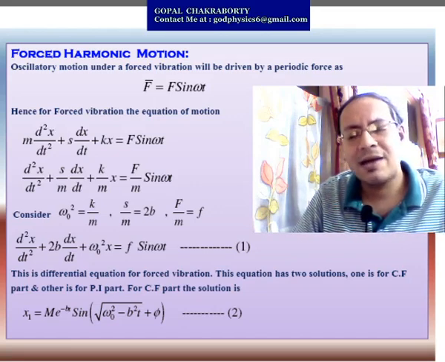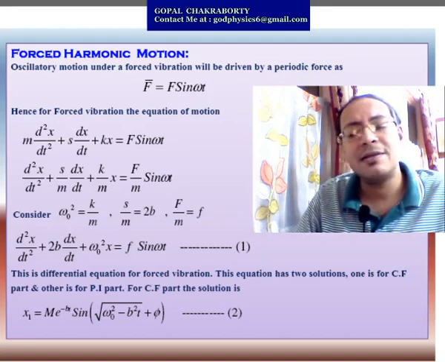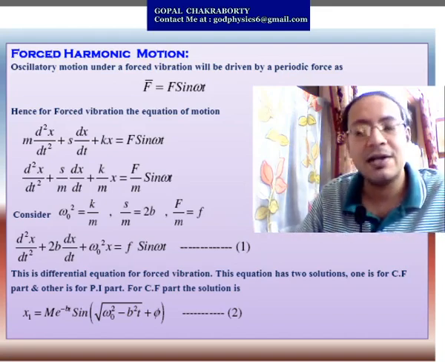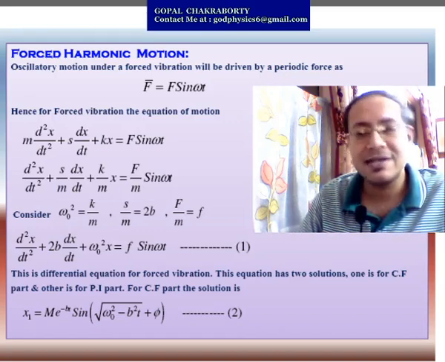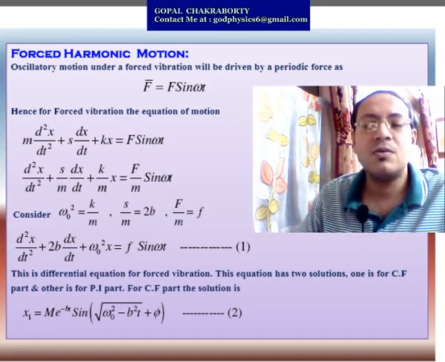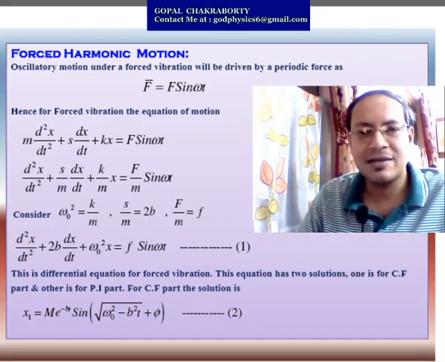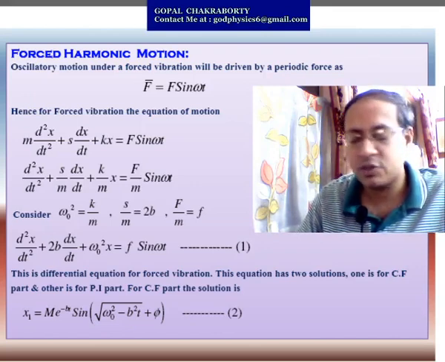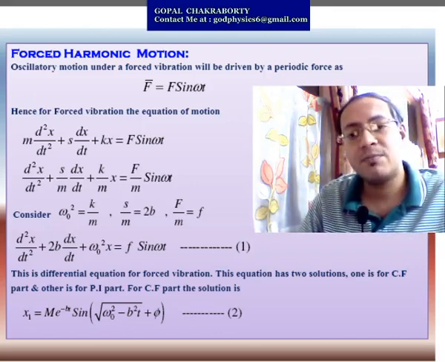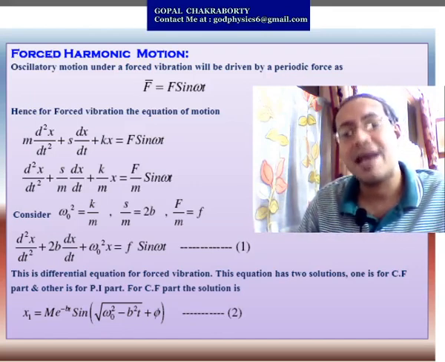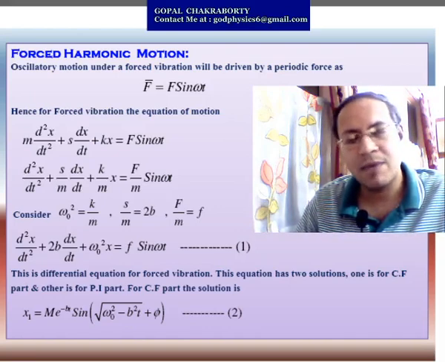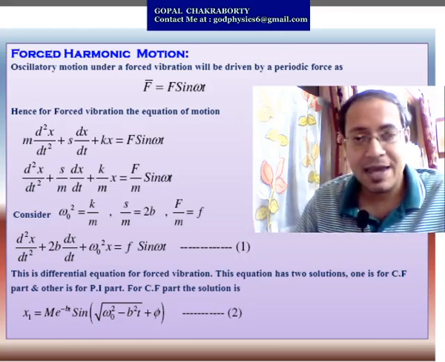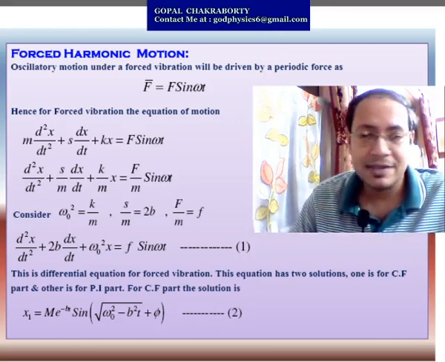If you remember, what is our differential equation for damped vibration? It was m d2x dt2 plus s dx dt plus kx equals 0, because no external periodic force is there to resist the damped motion. But here, the periodic force that we have considered will oppose or resist that damped vibration. So here you can simply write m d2x dt2 plus s dx dt plus kx equals F sine omega t, as I have considered.